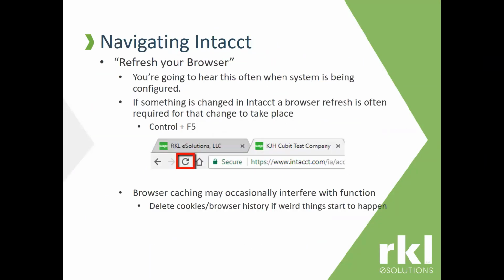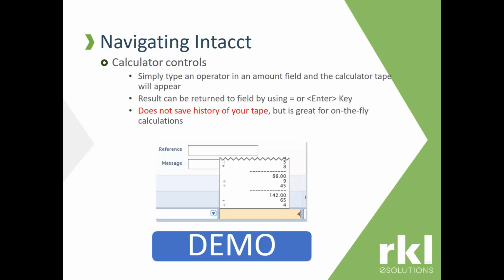Navigating within your browser, oftentimes while you're doing your training sessions, you're going to hear your instructor say, refresh your browser. This will often happen if somebody has updated data in another session of Intacct and you're not seeing that updated data. So if you're not seeing what you expect, always hit refresh your browser, which is the icon up in your toolbar, or you can do a Control F5.